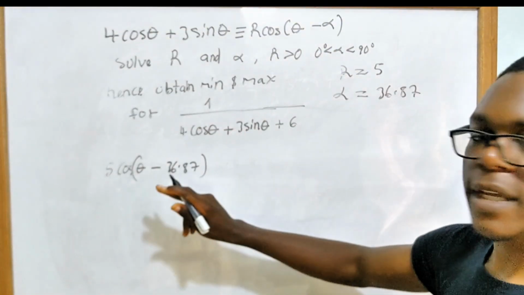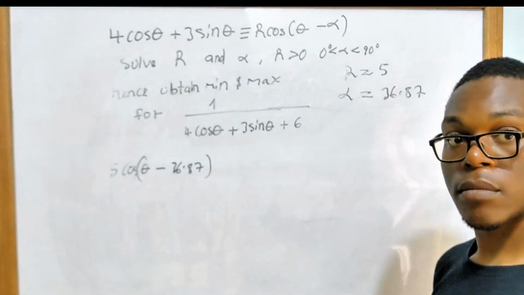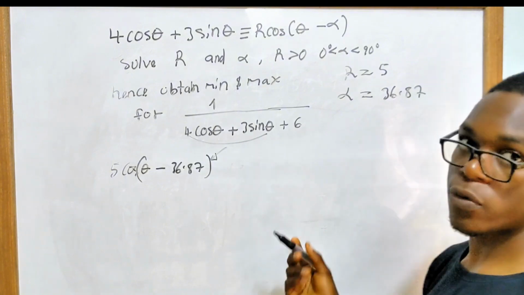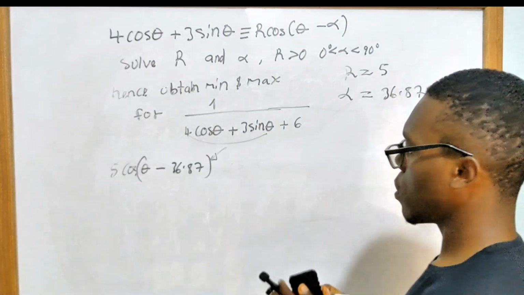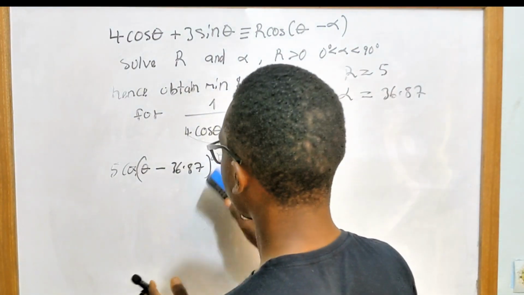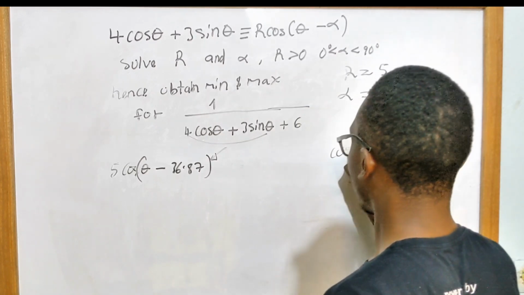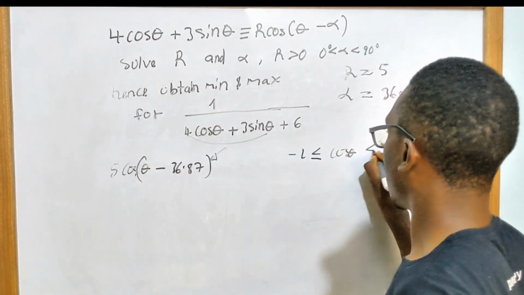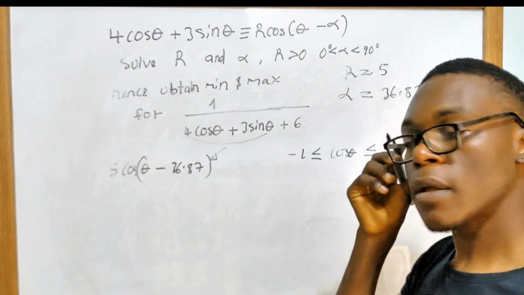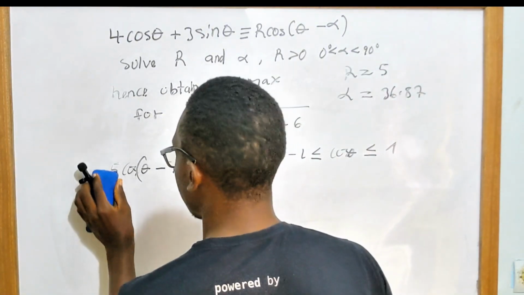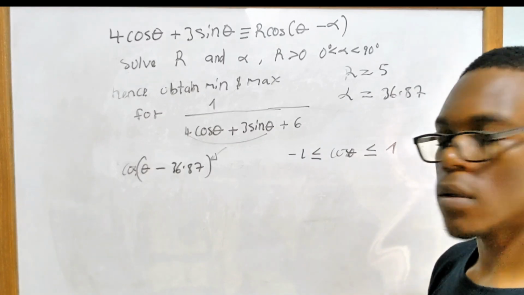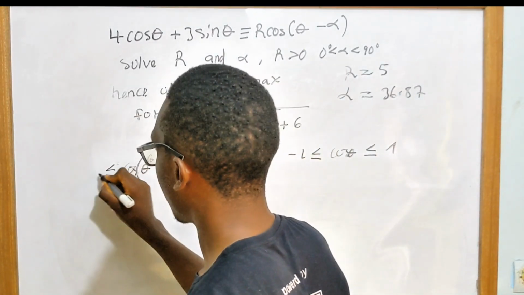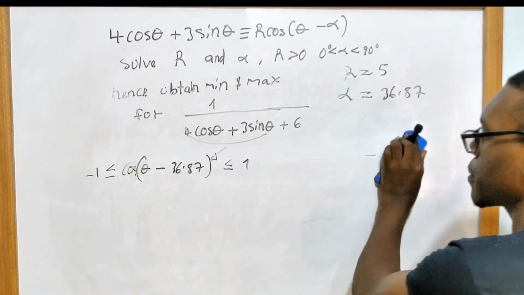Since this one is equivalent to this one, you're going to take this. How are you going to use it? It's quite difficult. We know already that cos theta has a minimum value of -1 and a maximum value of 1. Here it is cos of theta minus 36.87, with a maximum of 1 and a minimum of -1.